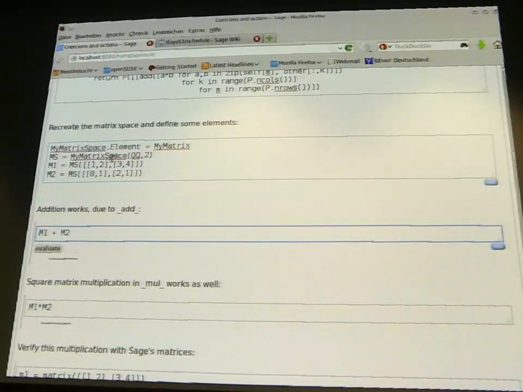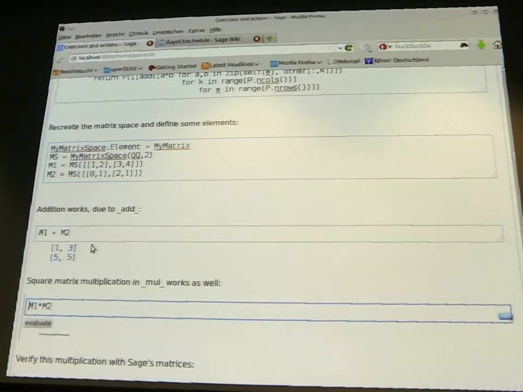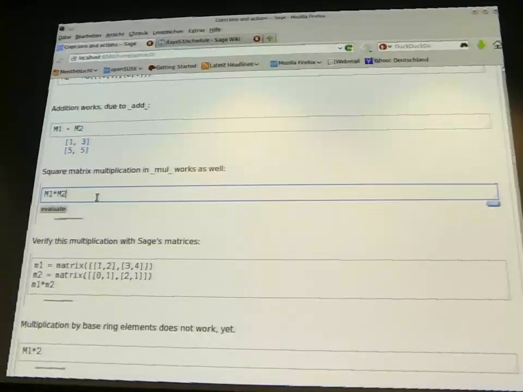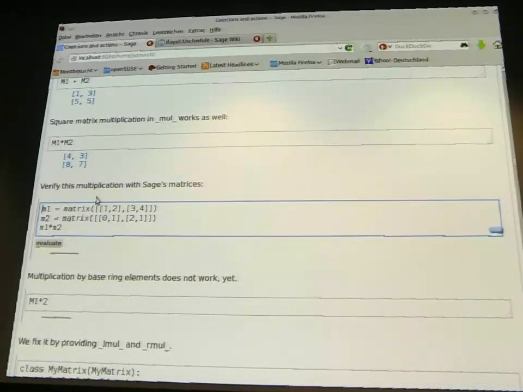Okay, so I recreate this matrix space. Of course, I've changed the element class, so I need to reassign it. Create, again, a matrix space and two matrices. Now I can do the addition and also the multiplication because they are square matrices. Let's check that the result is correct.